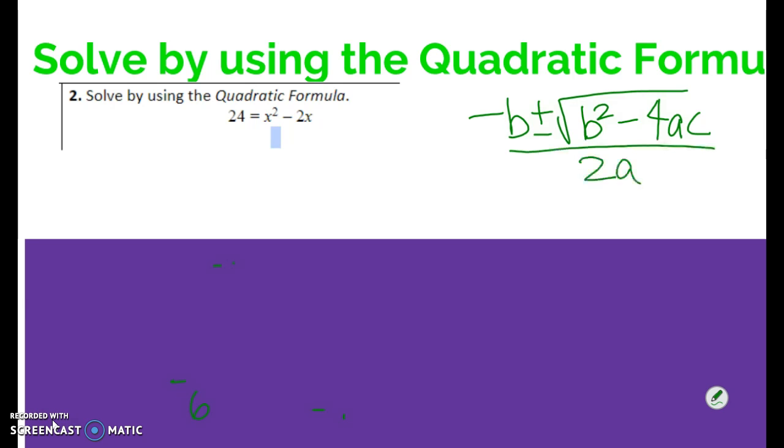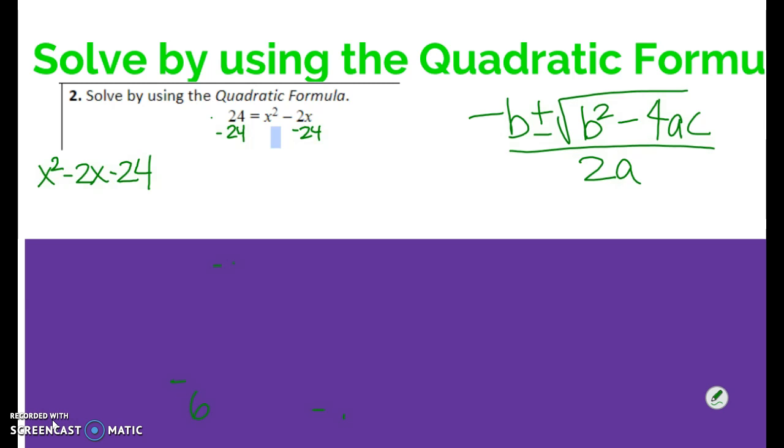Okay, now that we have our formula, let's take a look at the things that we need to plug into our formula. So looking at this quadratic, we see that it's not set equal to 0, and we need it to be set equal to 0. So we're going to subtract 24 from both sides, and that's going to leave us with x squared minus 2x minus 24. And now we can start plugging these things into our formula.